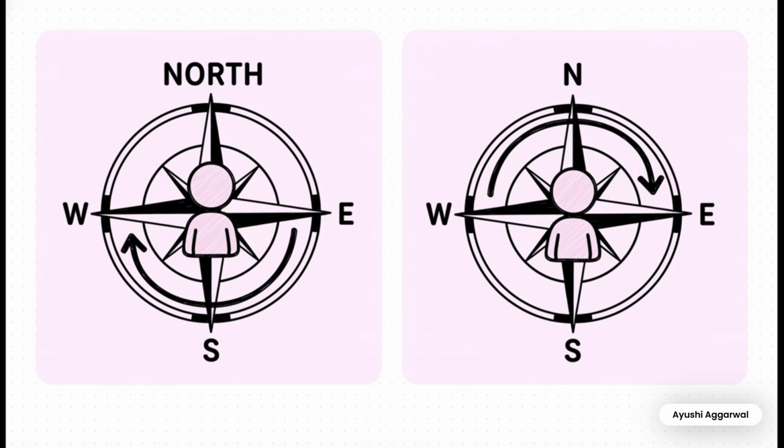A right turn doesn't always mean you're turning towards the east. It completely depends on which direction you are facing. For instance, if you're facing north, a right turn is east. But if you're facing south, a right turn is actually west. This is a crucial point, so make sure you really get this.